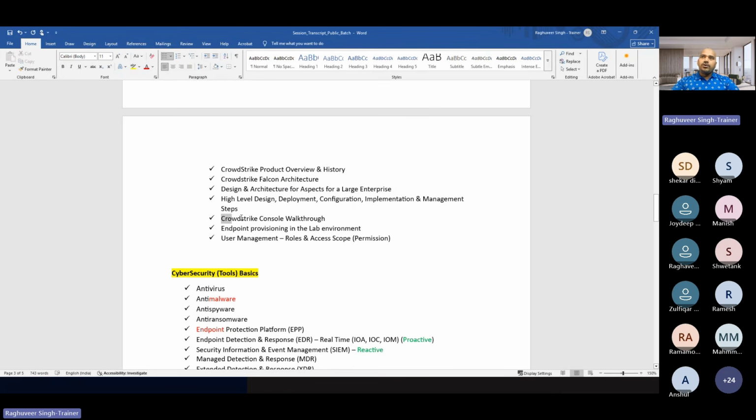Then I'll give you a quick walkthrough of the CrowdStrike console, from left to right, top to bottom, and center. All the options I will talk about. After that, we'll provision some endpoints in the lab environment. So when I say lab environment, this is our AWS cloud, AWS, or on your type 1 or type 2 hypervisor if you are using any.